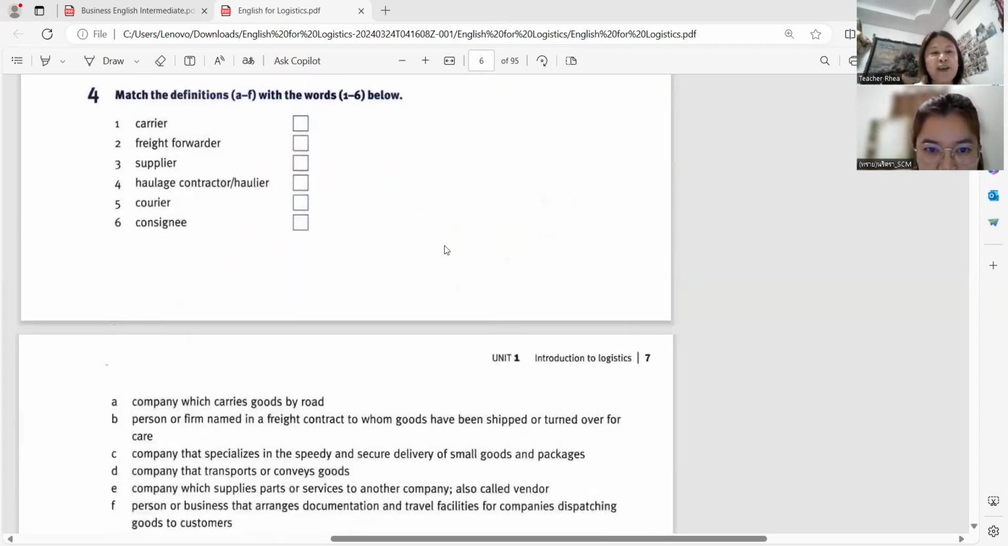So let us have here six words and their definitions. Let us match the definitions A to F with the words 1 to 6. So when we say carrier, what does it mean?